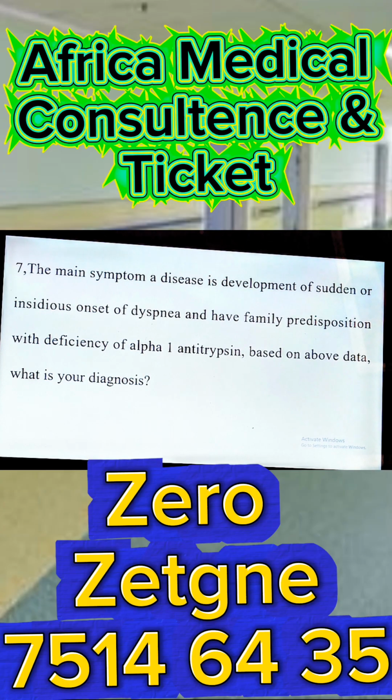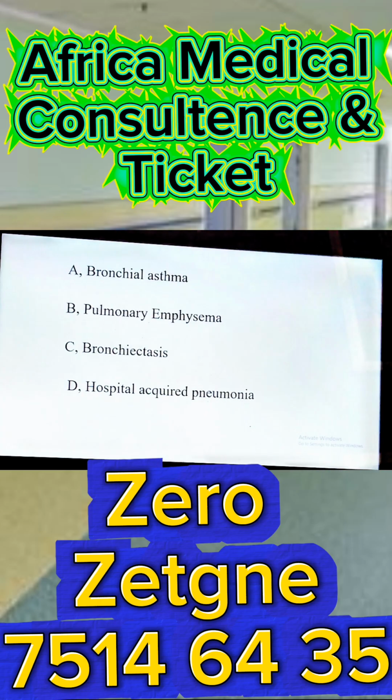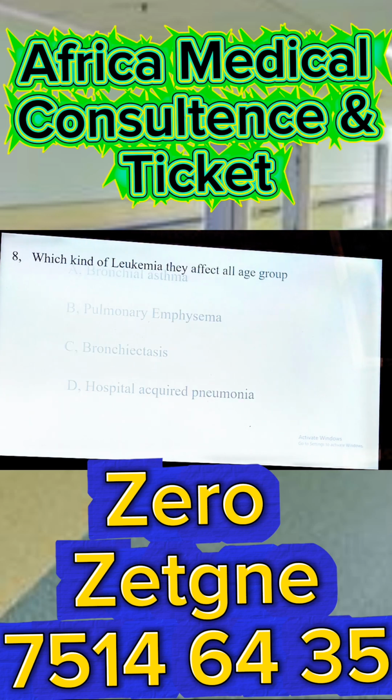Question number 7. The main symptom of a disease is the development of sudden or insidious onset of dyspnea and a family predisposition with the deficiency of alpha-1 antitrypsin. Based on the above data, what is your diagnosis? A. Bronchial asthma. B. Pulmonary emphysema. C. Bronchiectasis. D. Hospital acquired pneumonia. So the correct answer for question number 7 is pulmonary emphysema, B.